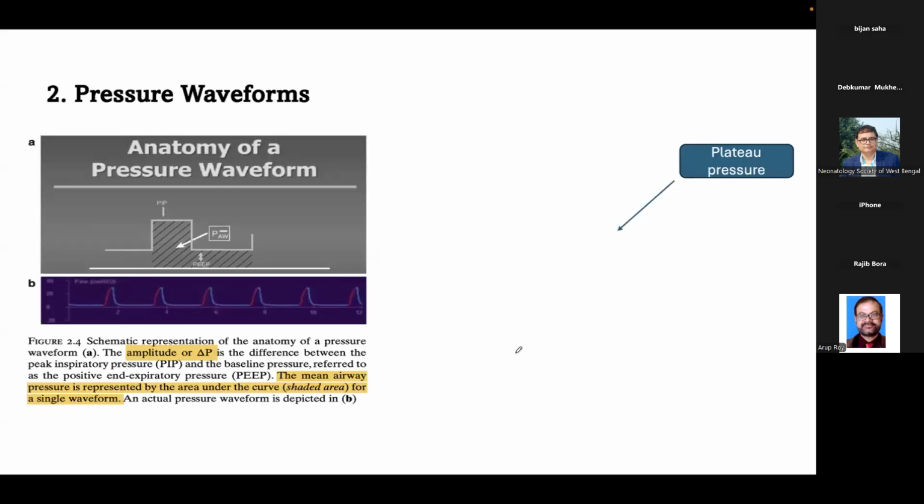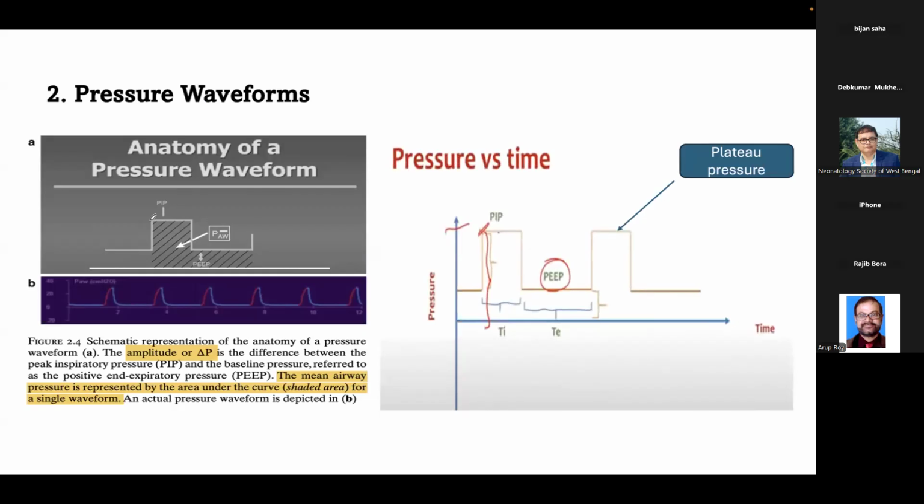Now coming to the pressure waveforms. Pressure waveforms give us a lot of important information. We all know that MAP is the area under the curve. What is MAP? (PIP × TI + PEEP × TE) divided by (TI + TE). We all know that formula, but by looking at the curve, we can know what the MAP is in this patient. We can also know the amplitude by calculating PIP minus PEEP. We know what the amplitude is in this patient. So from a simple pressure-time graph, we can have an idea about the MAP that the patient is receiving.